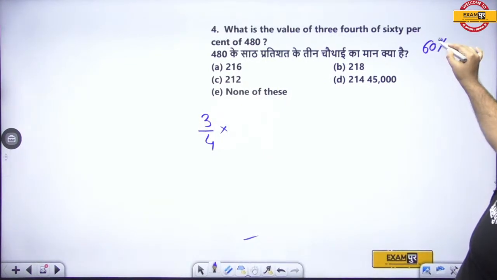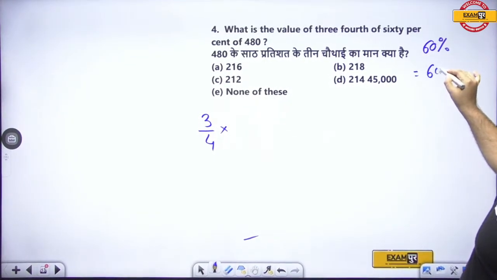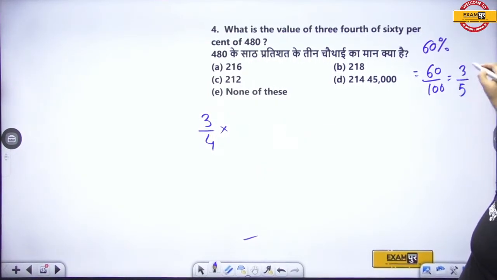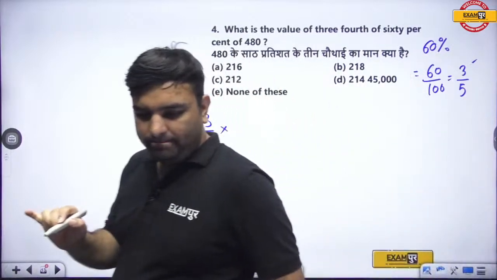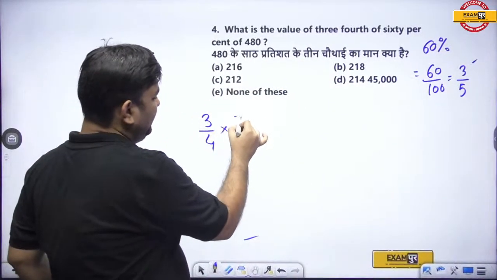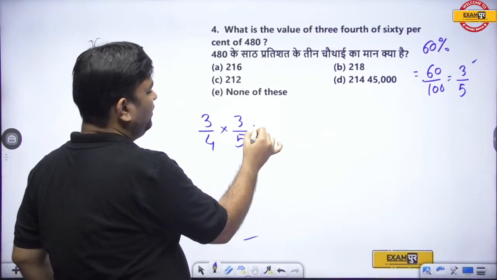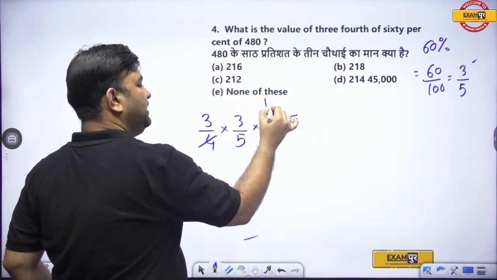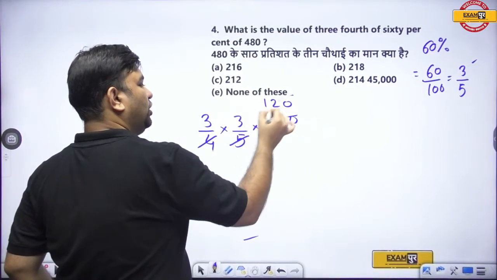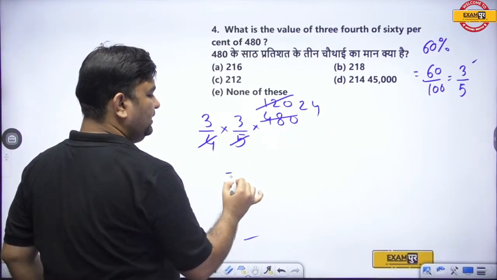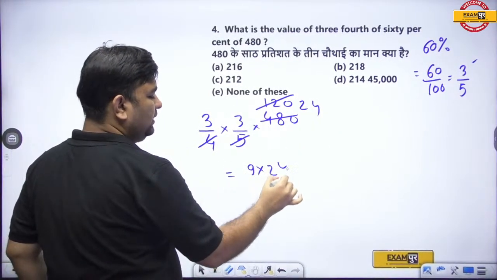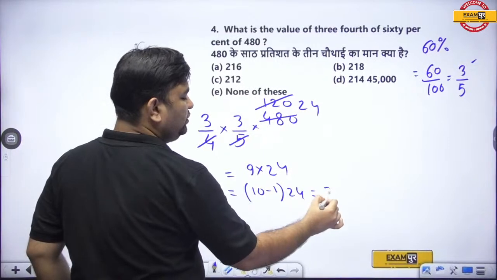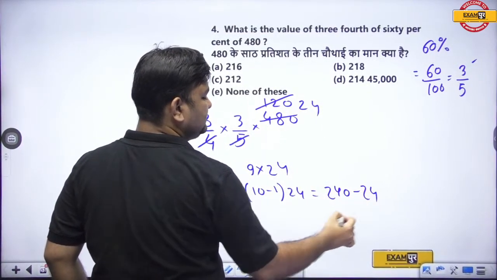60% in the fraction can be written as 60 by 100, that is 3 by 5. 60% can be written as 3 by 5 of 480. 480 gets 120 times, gets 24 times. 9 into 24. Again, how would we multiply? 10 minus 1 into 24. 240 minus 24, 216.